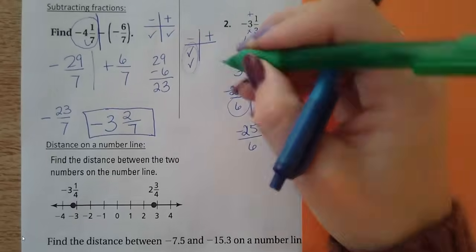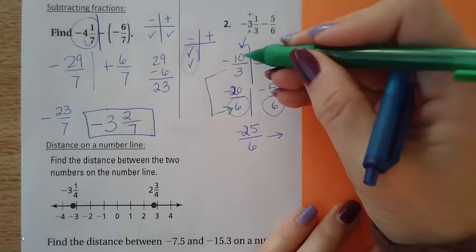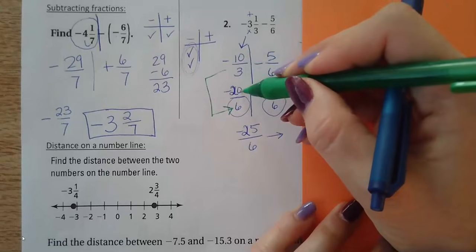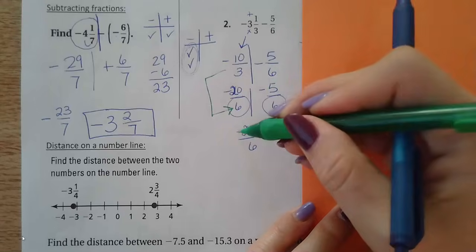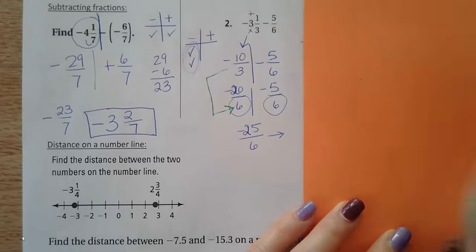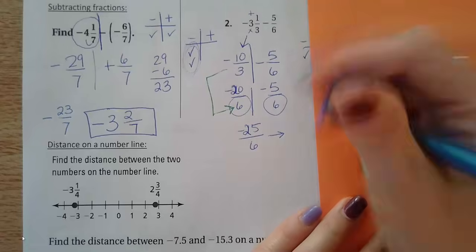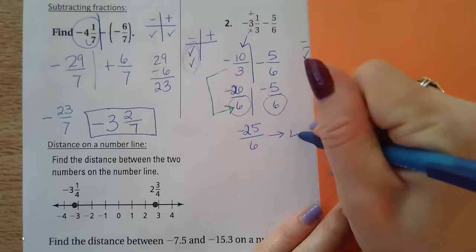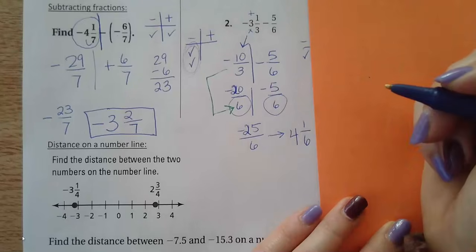So this one had to get multiplied by 2. So the top, the numerator, also has to get multiplied by 2. Now I have negative 20 and negative 5, and those combine to make negative 25. Denominator just stays the same. Turn that back into a mixed number. It is an improper fraction. 6 goes into 25 4 times with 1/6 left over.